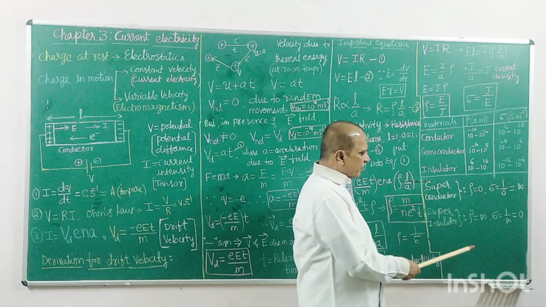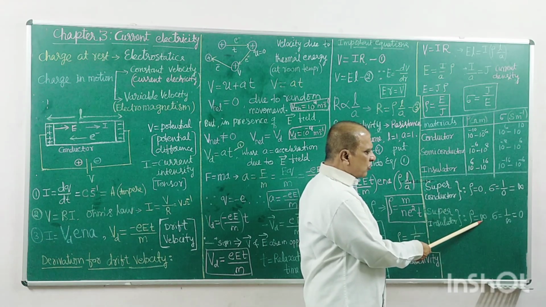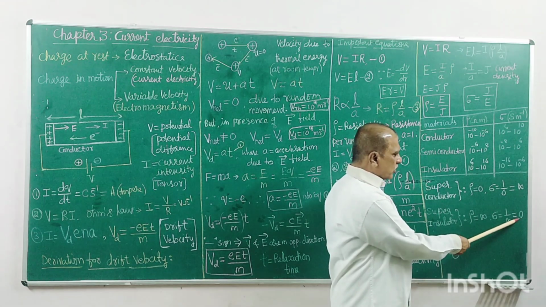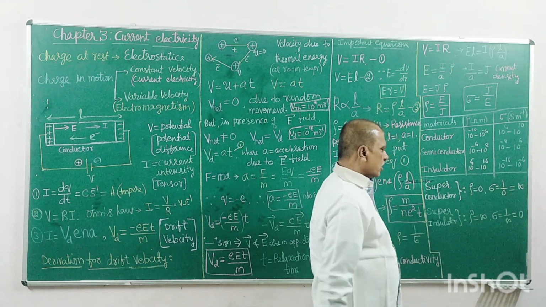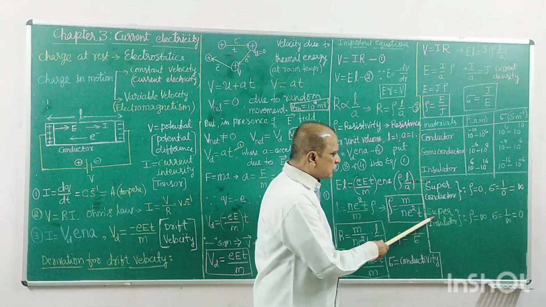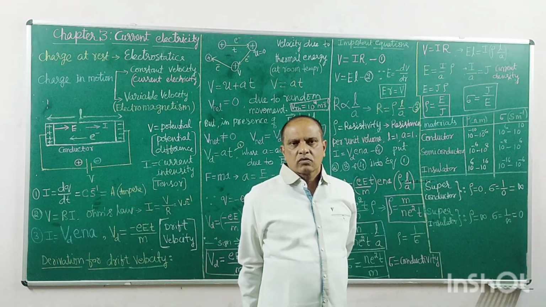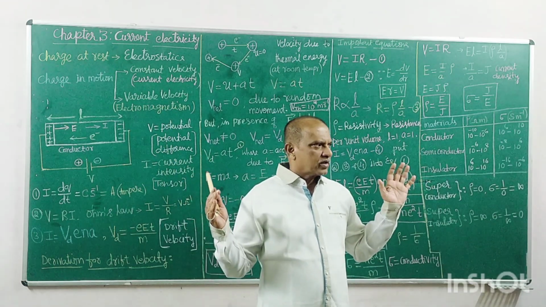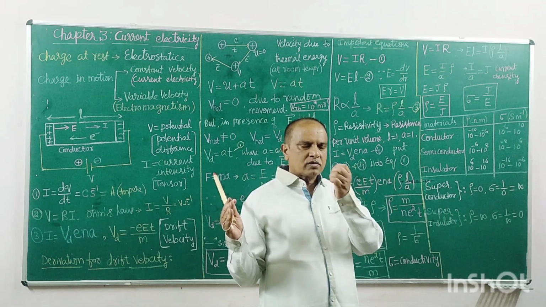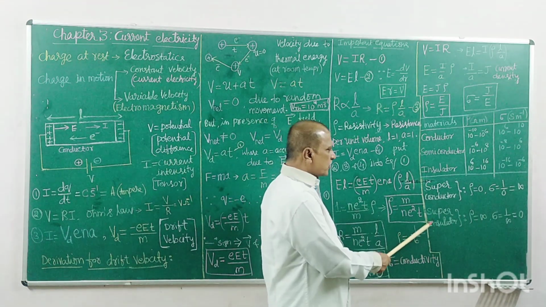Similarly, if rho is infinity, that is an infinite value of resistivity, then sigma is equal to 1 by infinity, that is 0. Zero conductance or infinite resistivity. It is called a super insulator. No electric current flows. Any amount of voltage you apply, no electric current flows at all, not even a very small micro amount of electric current. That is called a super insulator.